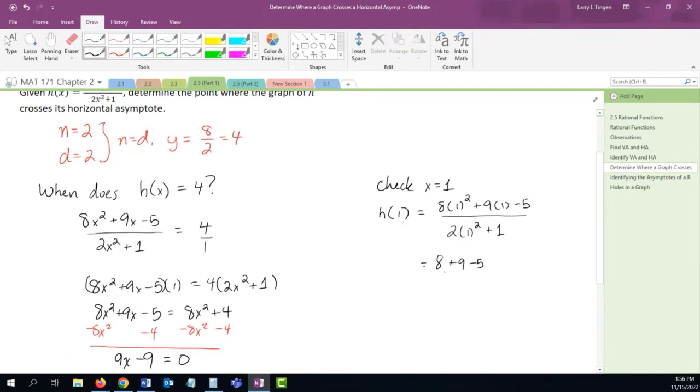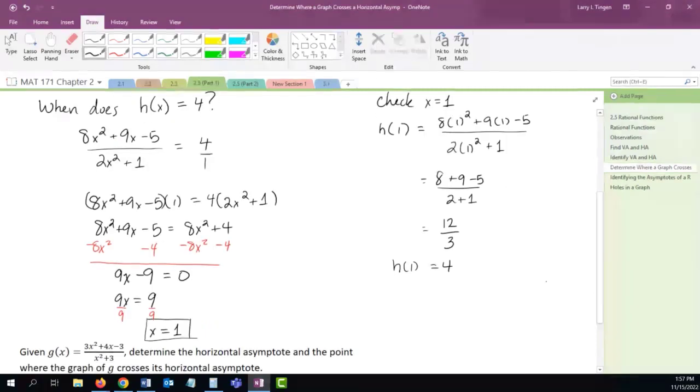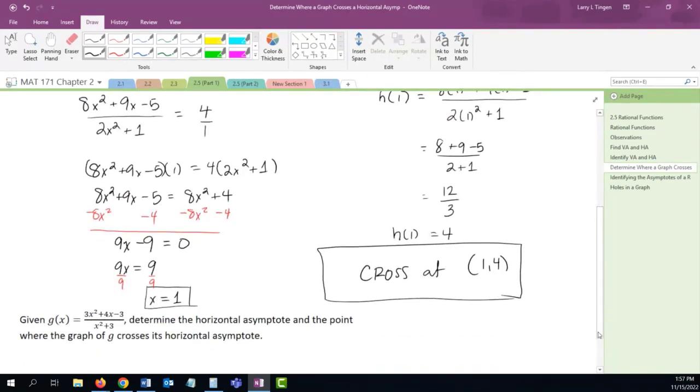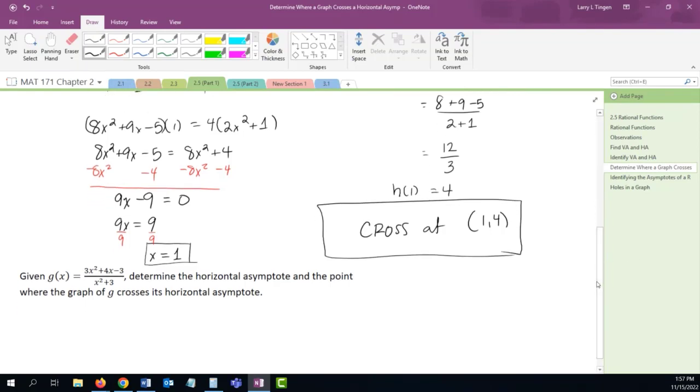8 plus 9 minus 5 over 2 plus 1. 8 and 9 is 17. 17 minus 5 is 12. 2 plus 1 is 3. So that equals 4. So where do I cross? At the point (1, 4). So I've done one. Now you do one. So take a minute, knock out the next one.